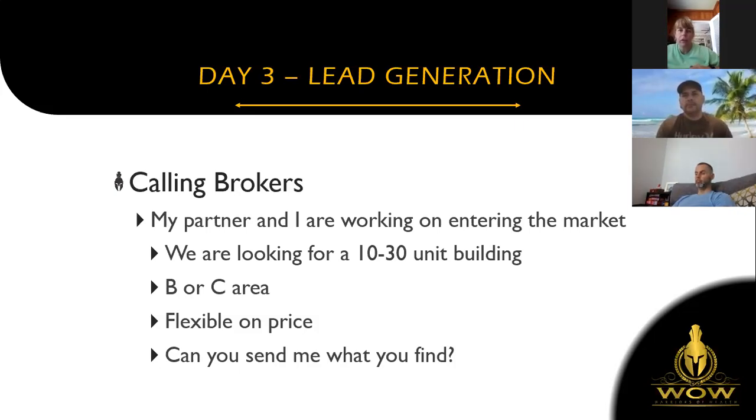B and C markets are more like working class, specifically C, which would be blue collar, working class. B is somewhere in between. B and C areas are where the rents are going to be steady, but the prices are a lot more in line with what we would need to be looking at. So you're going to say B or C area, and using that verbiage tells the broker that you know what you're talking about. You don't want to say, oh, some decent areas. Use the vernacular that is used in multifamily so that they understand that you know what you're talking about.